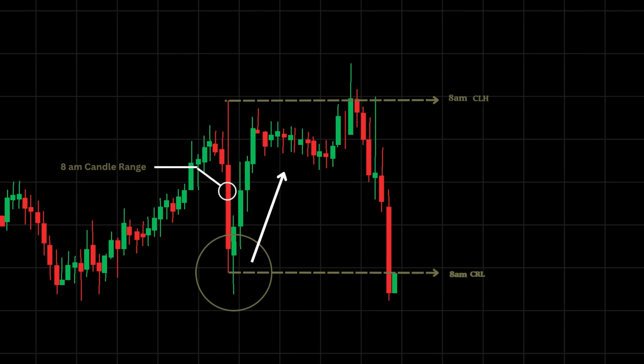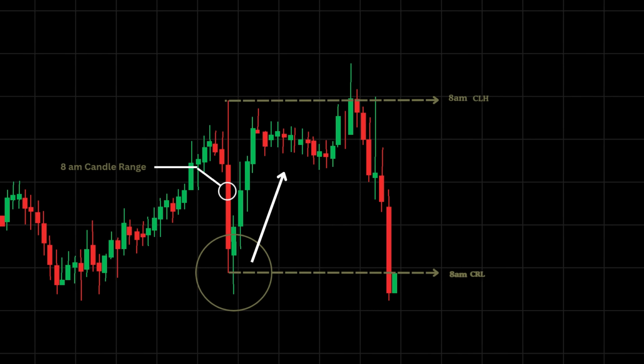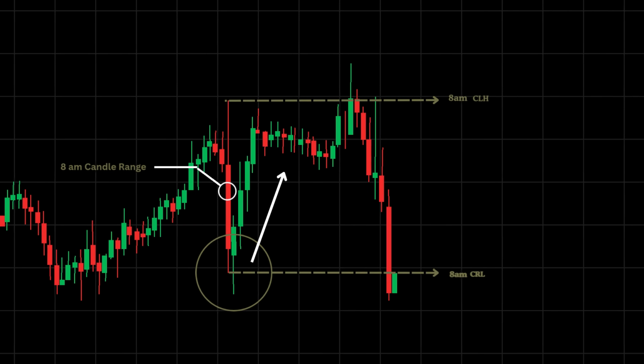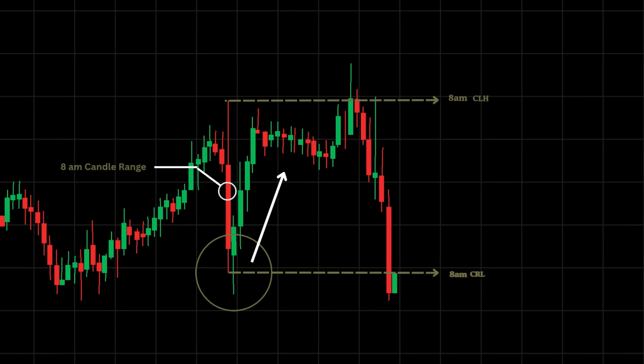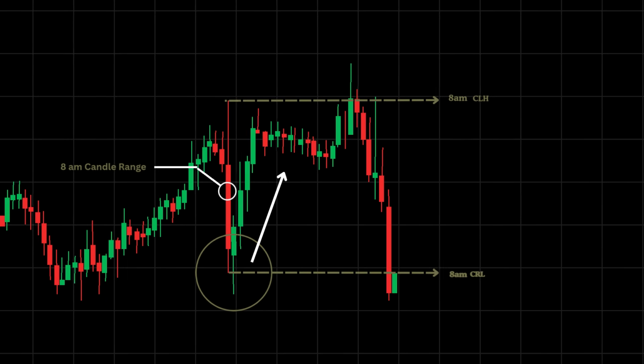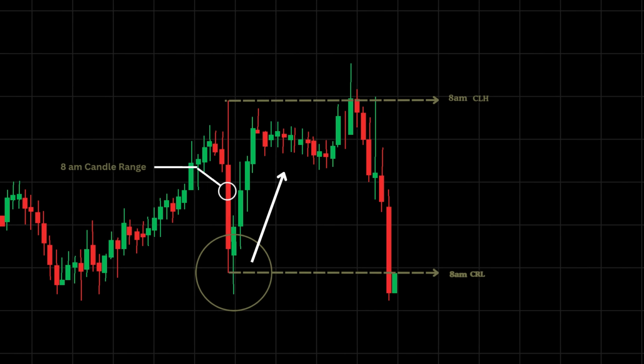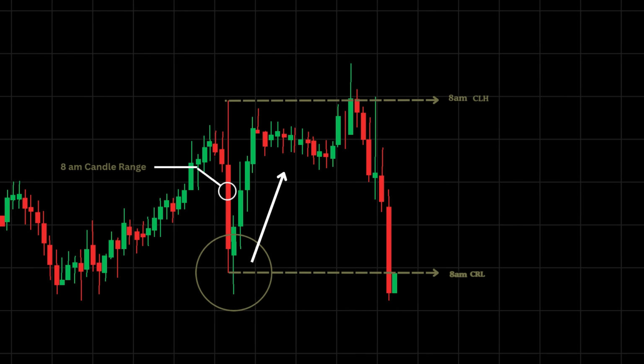Step 2. Monitor price action. Once the CRT range is established, watch for a liquidity sweep, a wick that dips below the CRL without a full candle body close. Confirm the price closes back inside the CRT range. This signals that manipulation is complete, and now we prepare for the move into distribution.